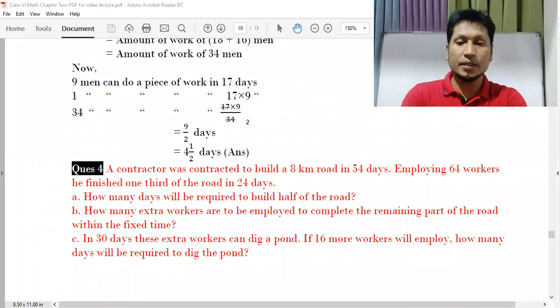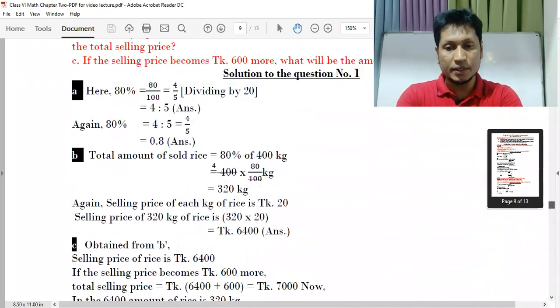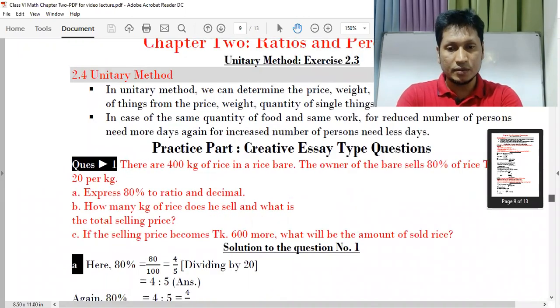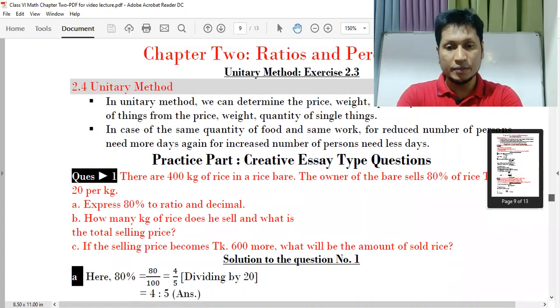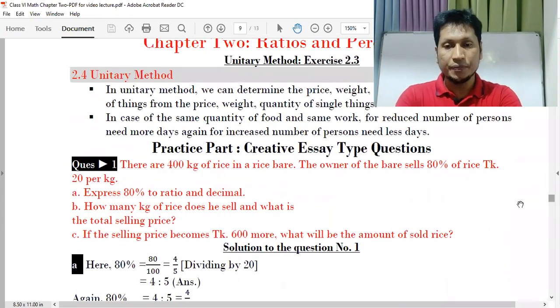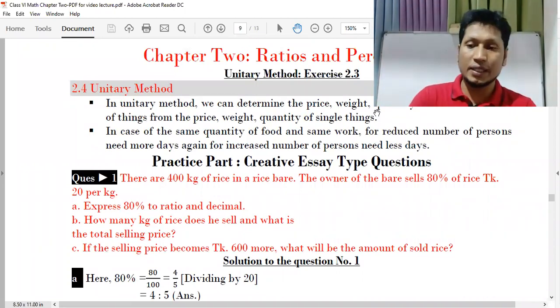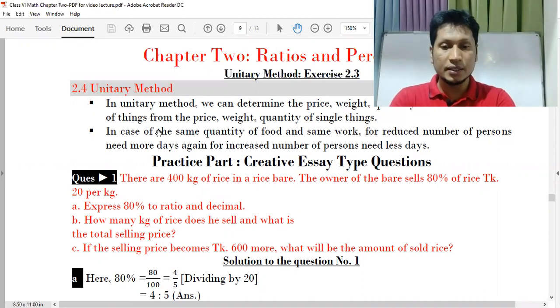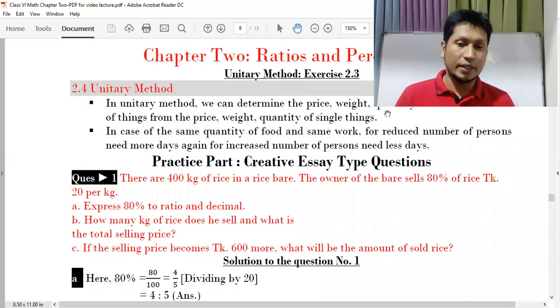So let us go to a screen share here. The maths will be available here. We will solve them. Before starting unitary method related creative math, we need to know some basic rules about unitary method. Here it is mentioned, you see. Unitary method, the first line says, in unitary method we can determine the price, weight, quantity of definite numbers of things from the price, weight, quantity of single things. That is the target, or the benefit, of knowing unitary method.